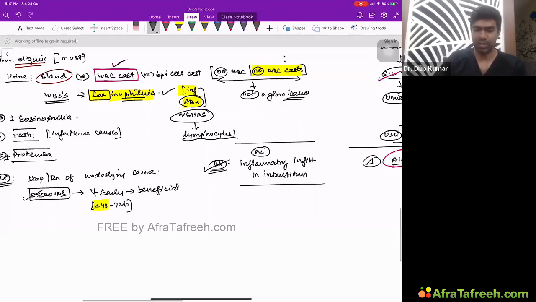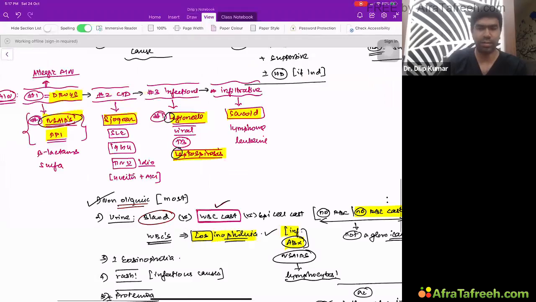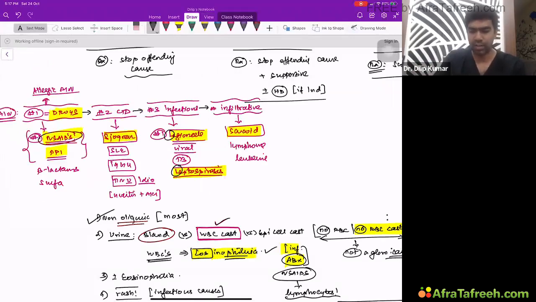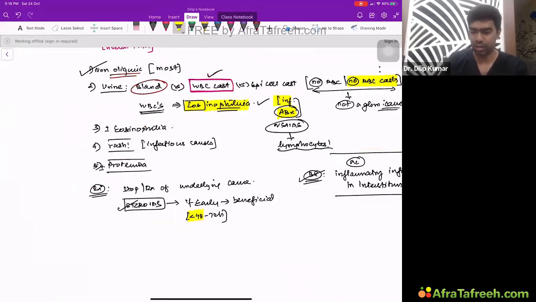And remember, steroids, if given early, may be beneficial, but very late steroids may not be beneficial. But certain conditions will mandate the use of steroids, like connective tissue disorders such as Sjogren, SLE, IgG4, or TINU syndrome. I need to use a steroid for sure, because steroids are the treatment of that particular disorder itself in the first place. Sarcoid maybe, so steroids are the treatment for that disorder. But apart from these conditions, if you want to use a steroid, it should be early. Otherwise, it won't be beneficial.